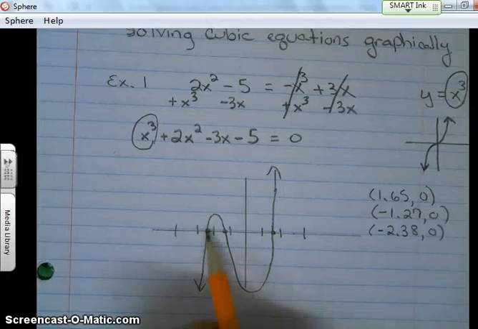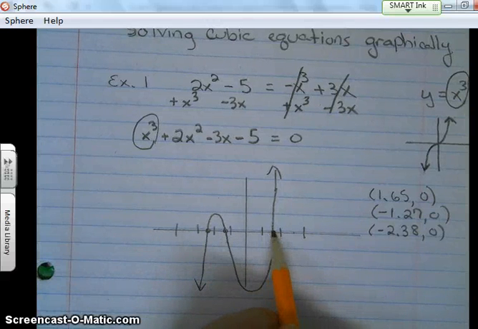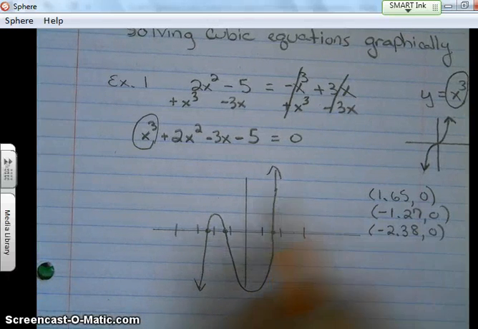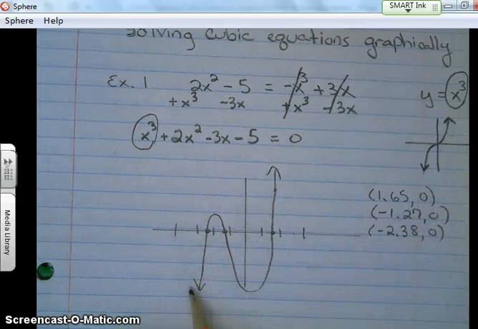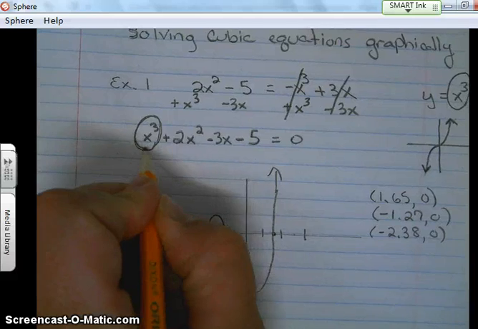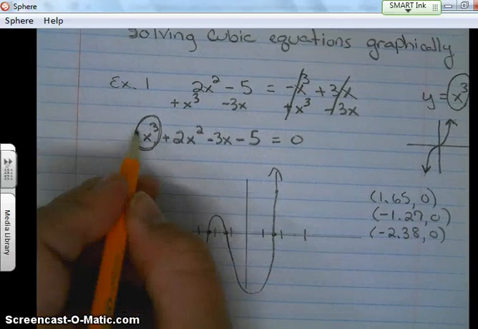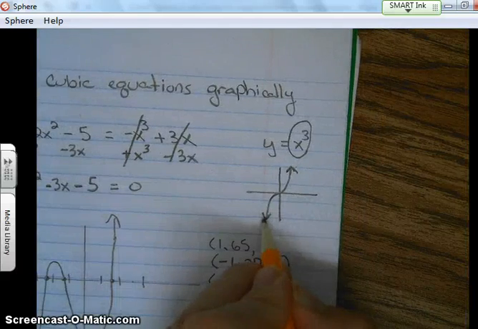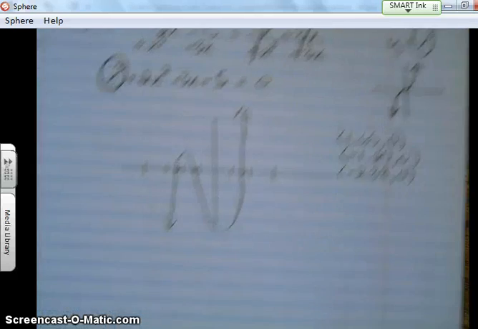First of all, if I know the solutions, where they're located, and I know what it's going to do on the ends. And you can tell that by looking at the x cubed. If it's positive, it's going to be down on the left, up on the right. But we'll talk about that more later.